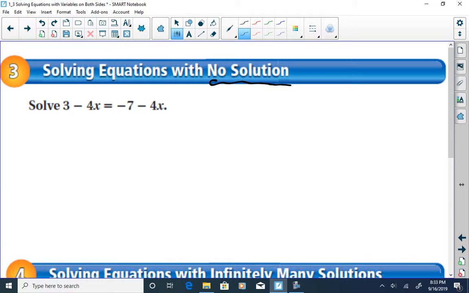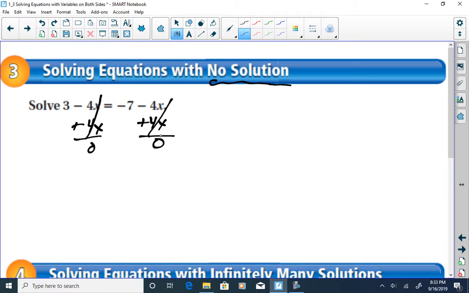I see a negative 4x on the left side of the equation. I see a negative 4x on the right side of the equation. Notice that the variables have the same coefficient, so it doesn't matter which one we start with to remove. So I'm going to add 4x on the right side of the equation. I'm going to add 4x on the left side of the equation. Right? They both become zeros.